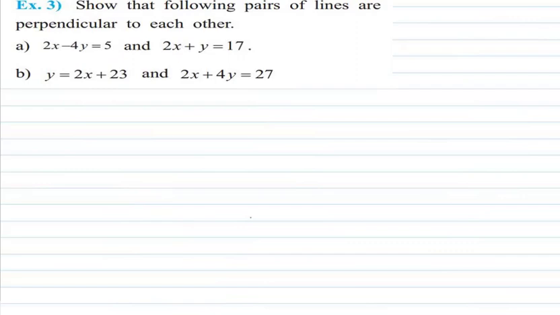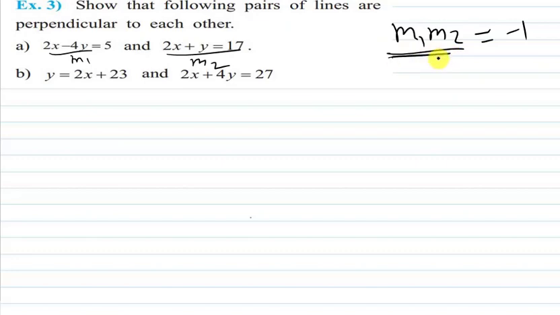Here in the third question, we have to show that the following pair of lines are perpendicular to each other. That means I have to show m1 into m2 equals minus 1. This m1 is the slope of the first line and m2 is the slope of the second line. If the product of the slopes of two lines is equal to minus 1, then they are perpendicular. If the slopes are equal, then they are parallel.